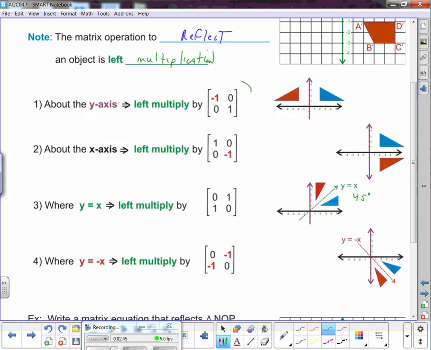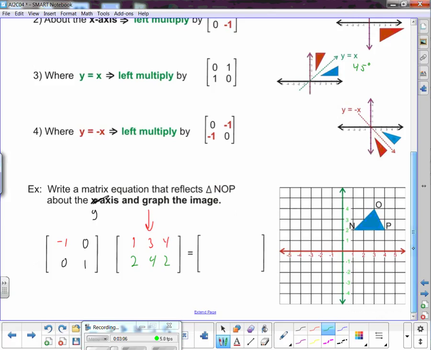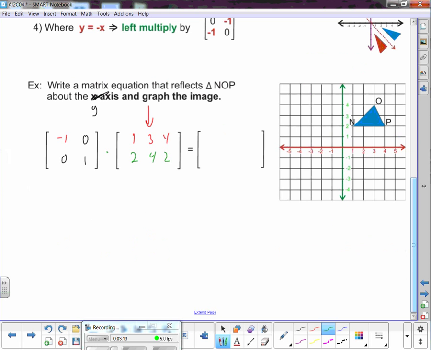So we went through it, and if you're going to reflect about the y-axis, that's the matrix you'll multiply by. If you're going to reflect about the x-axis, that's the matrix you'll multiply by. If you're going to reflect about a 45-degree angle, then that's the matrix you'll left multiply by. And if you want to do it about a negative 45-degree angle, then that would be the matrix you multiply by. All right, and I think we left off with the last thing. So let's finish this off. We decided to reflect this about the y-axis. So let's finish this thing off.